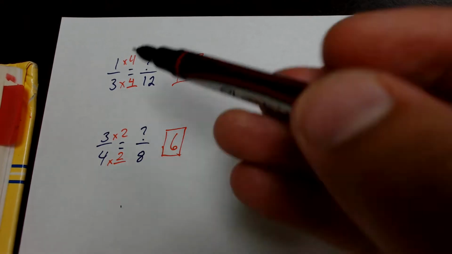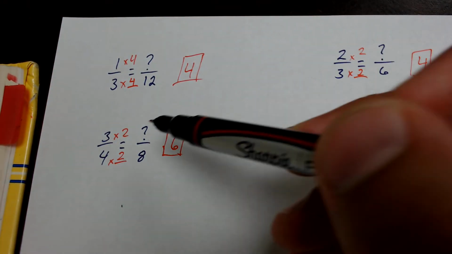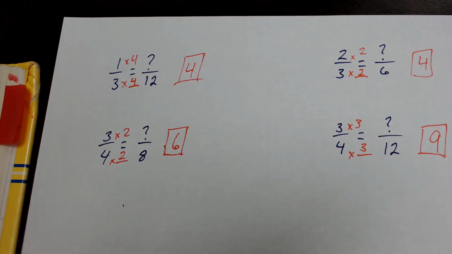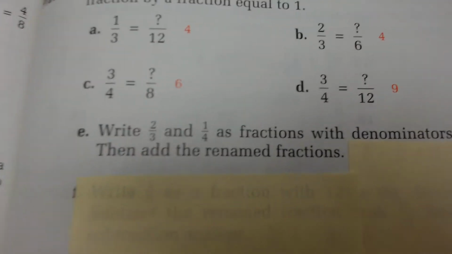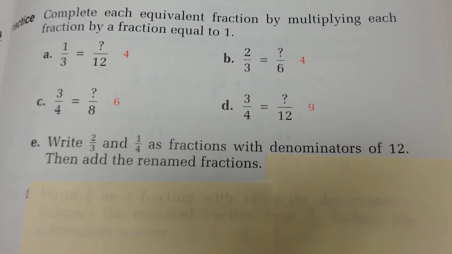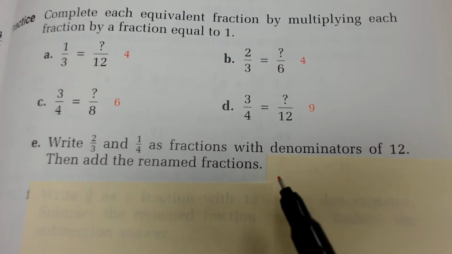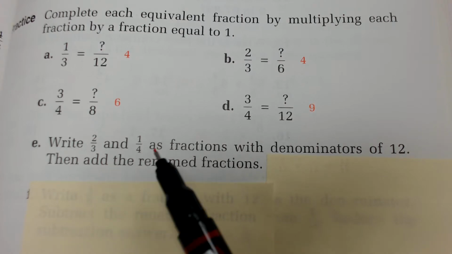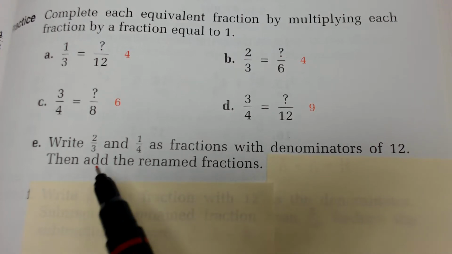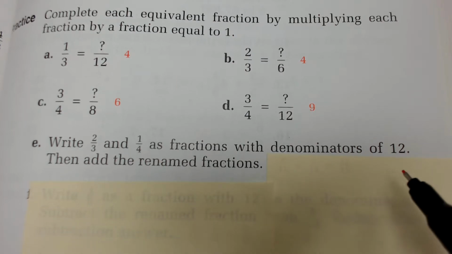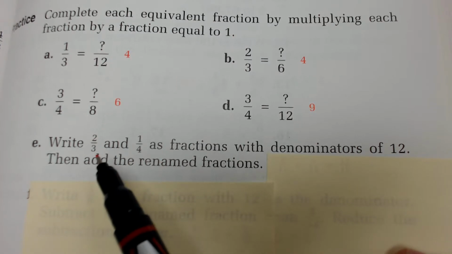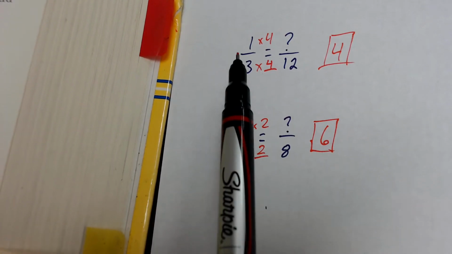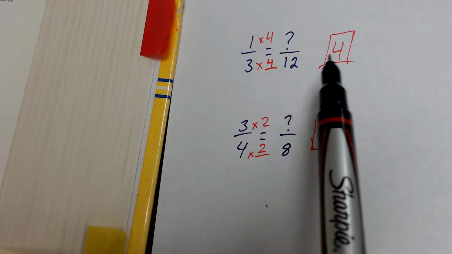And then you'll see in each of these we have a fraction 4/4, 2/2, 2/2, 3/3. So each one of these numbers has just been multiplied by 1. Now they also give you word problems with these as well. One example being right here. They tell you to write 2/3 and 1/4 as fractions with denominators of 12, then add the renamed fractions. So this might be a little confusing as far as the wording goes. When they say write 2/3 and 1/4 as fractions with the denominator of 12, they want you to rewrite these fractions in a similar way that we did here. For example, you could say this is writing 1/3 as a fraction with a denominator of 12. That fraction would have been 4/12.